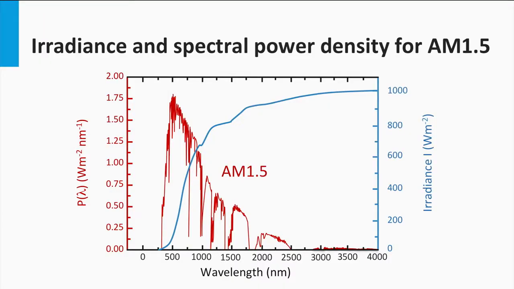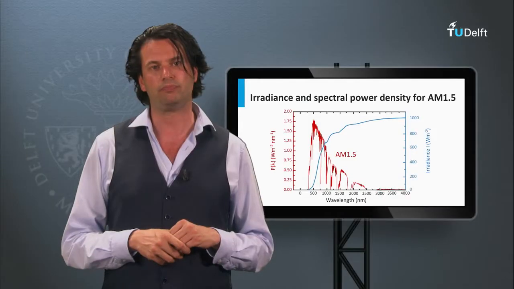As discussed earlier, the irradiance is the integration of the spectral power density function over lambda. This means that the area below the AM 1.5 spectrum in this figure corresponds to the irradiance. The blue line is the integration from 0 up to lambda, and you see that the area below the spectral power density up to 4000 nanometers is equal to 1000 watts per square meter, as expected for the AM 1.5 spectrum.